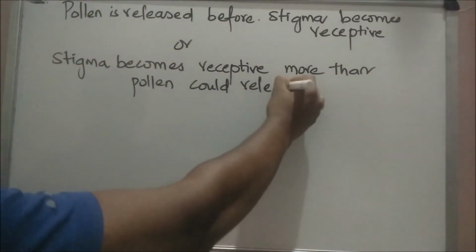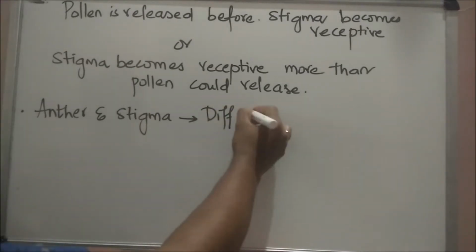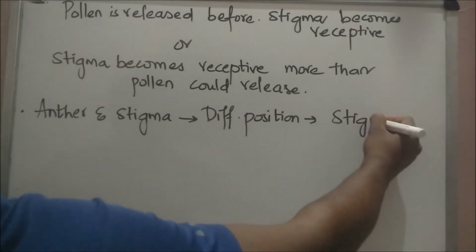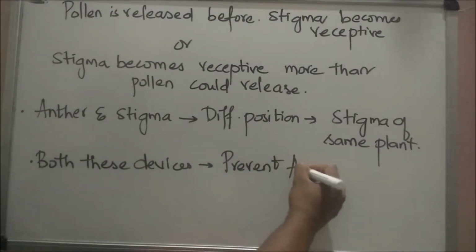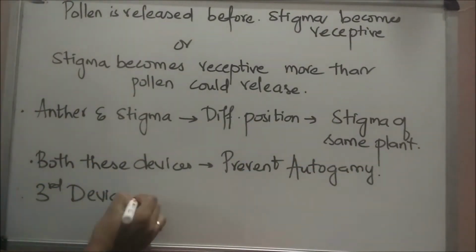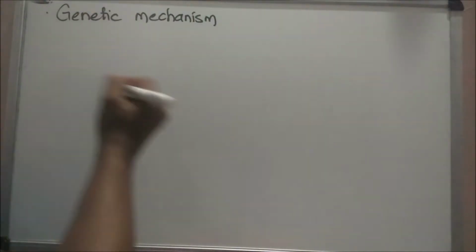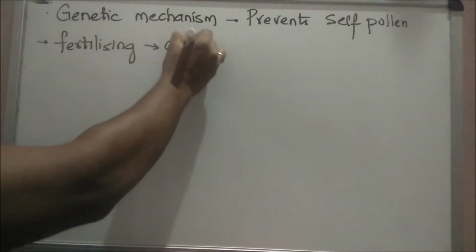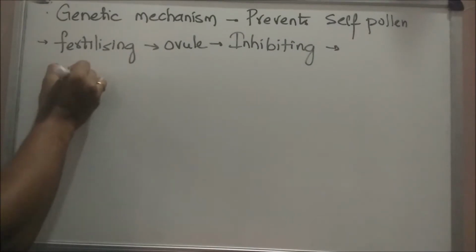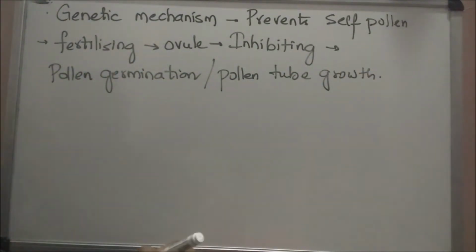In some species, the anther and stigma are placed in different positions so that the pollen cannot come in contact with the stigma of the same plant. Both these devices prevent autogamy. The third device to prevent inbreeding is self-incompatibility. This is a genetic mechanism and prevents self-pollen from fertilizing the ovules by inhibiting pollen germination or pollen tube growth in the pistil. Another device to prevent self-pollination is the production of unisexual flowers.